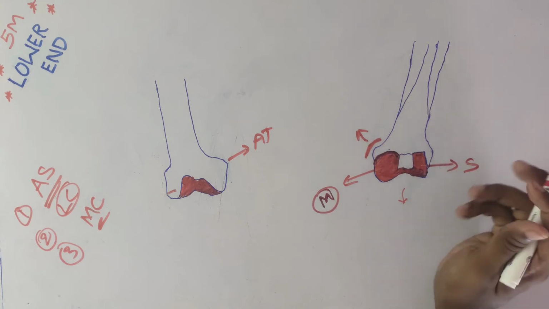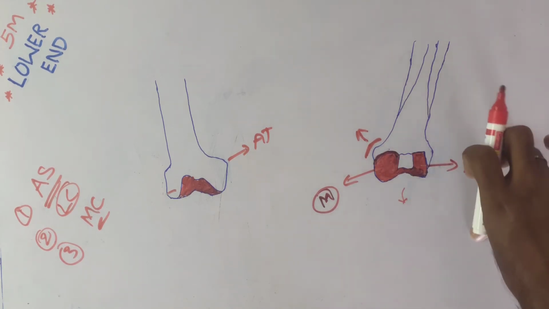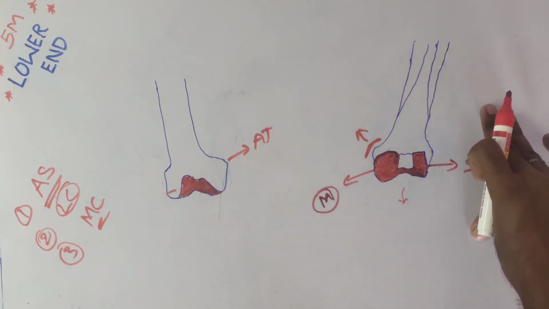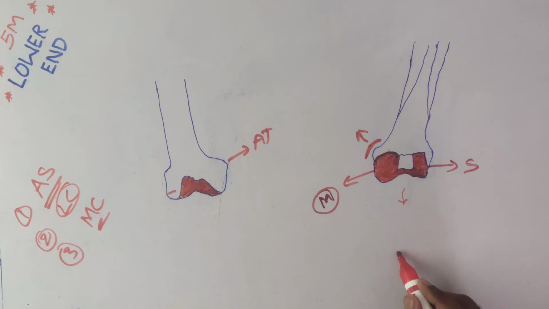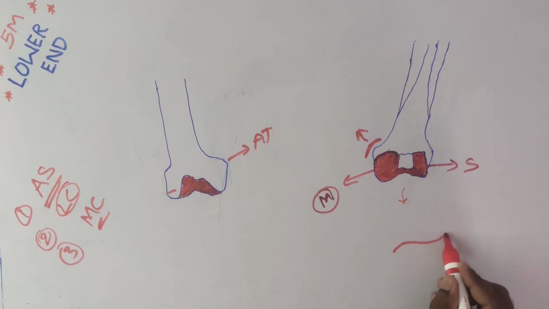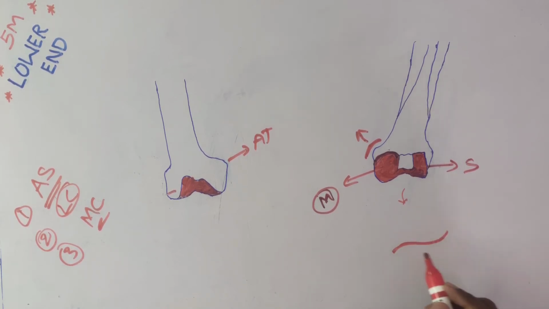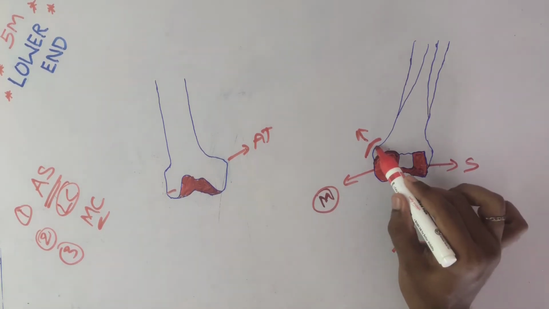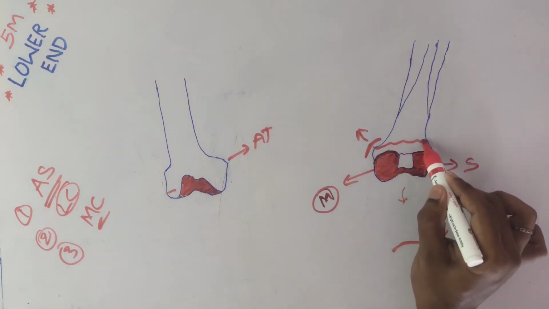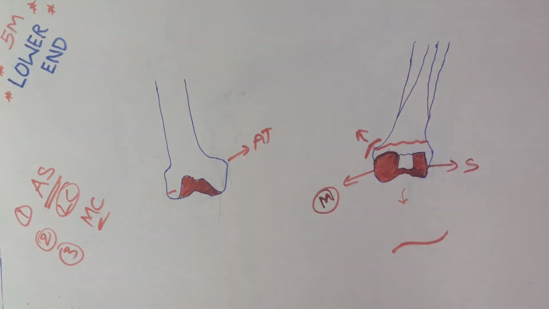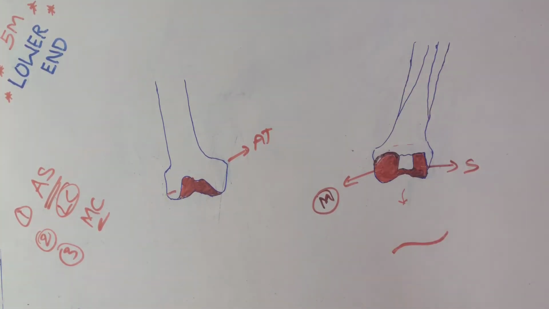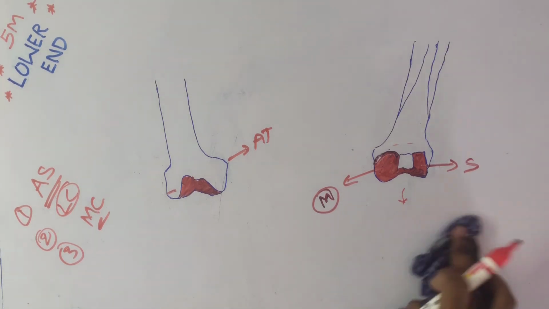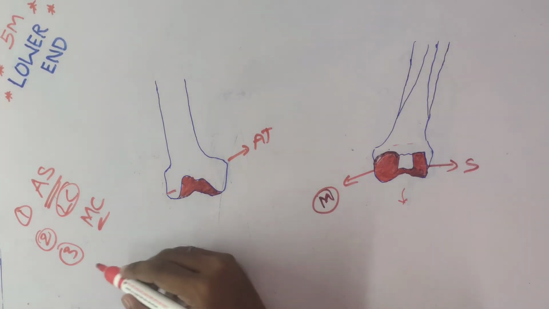By this tubercle we can determine the side, and it helps to keep the bone in anatomical position. It is also an important site, as the epiphyseal line passes through this adductor tubercle, like this, so it is an important landmark. These are the important points regarding the medial condyle.